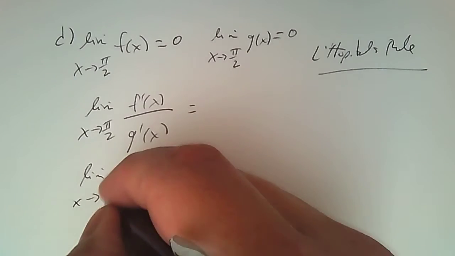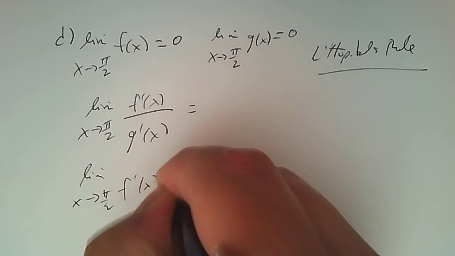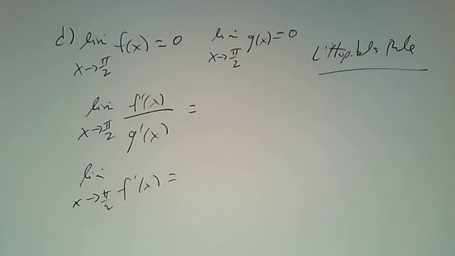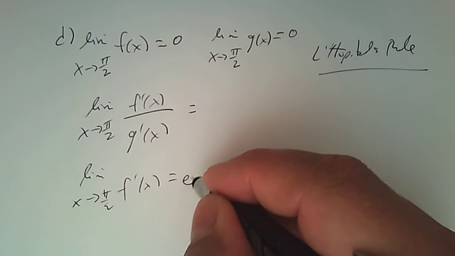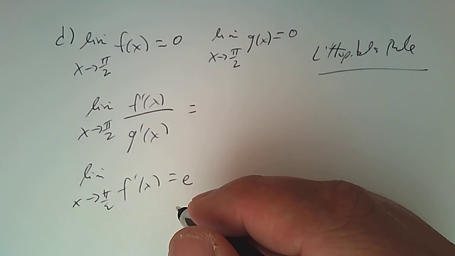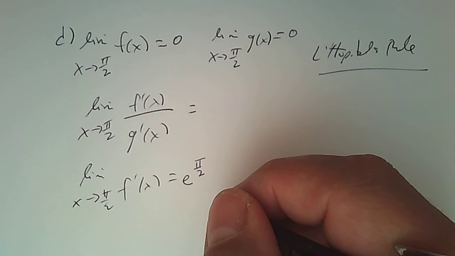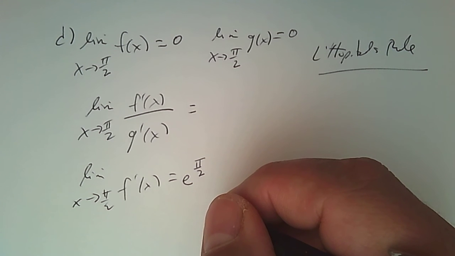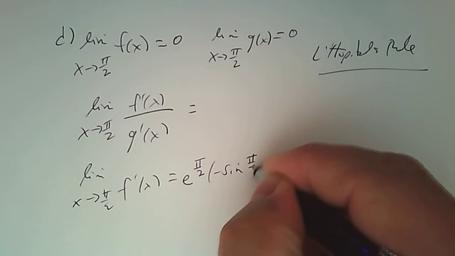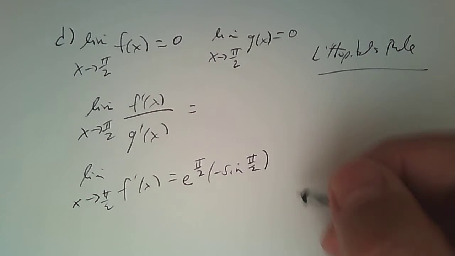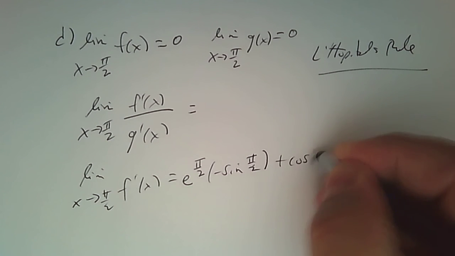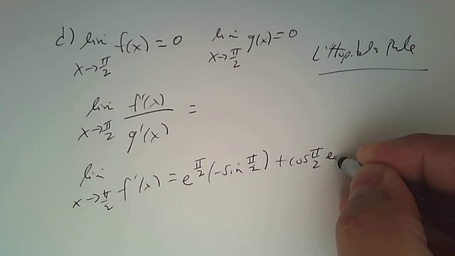And now let's try again. So now I'm going to separate them again. I'm going to have the limit as x approaches pi over 2 of the numerator. Again, it's a substitution question, but I need to know what the derivative of f is. We did that when we did the product rule. That's e to the pi over 2, I'm just plugging in what the x value is as I go along into the derivative, times negative sine pi over 2, plus cosine pi over 2 times e to the pi over 2.